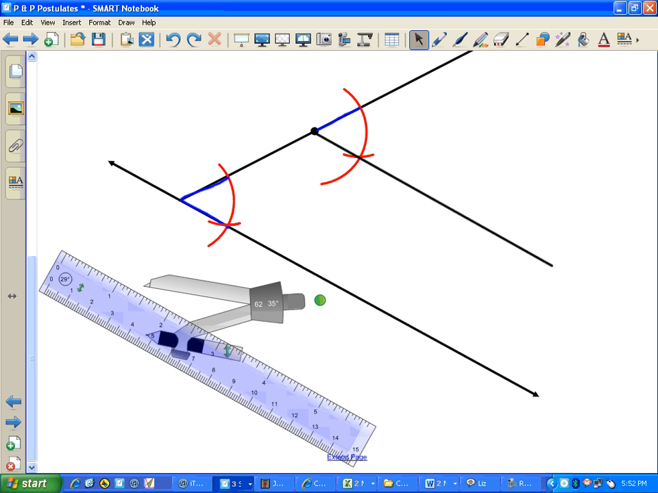So it's just copying an angle, which is something we've done before. Okay, so that's all you're going to work on. I've got a worksheet for you, which you'll work on next. If you need to rewatch this, just go ahead and back it up a little bit.